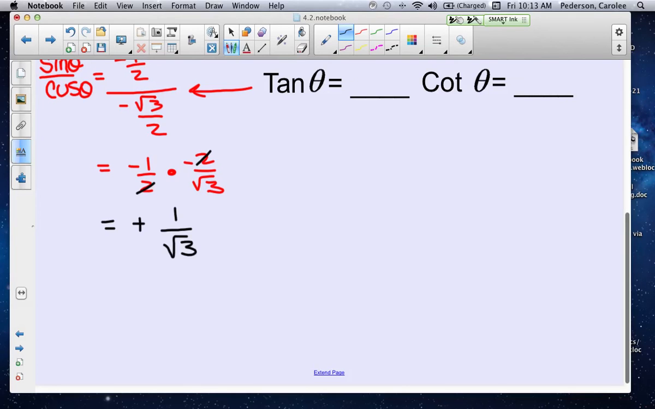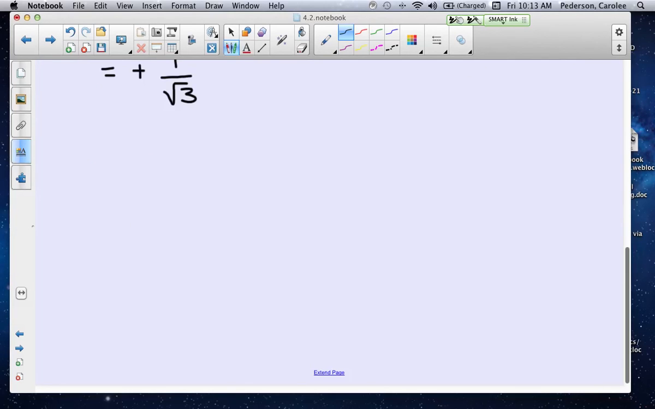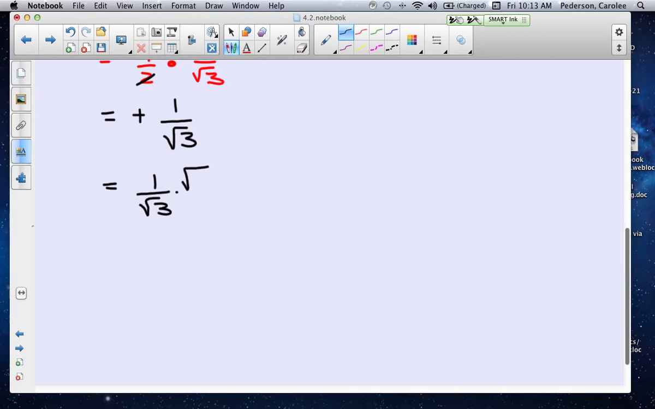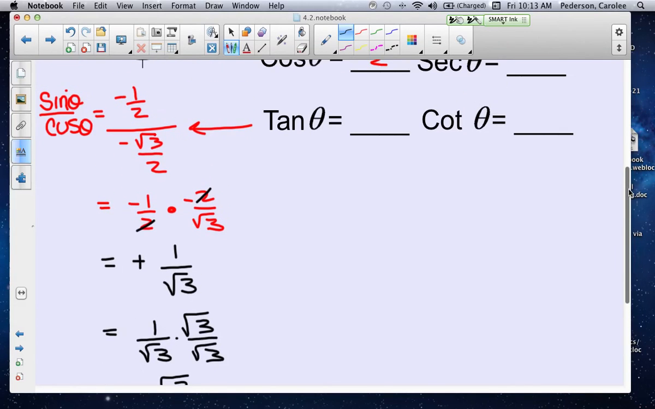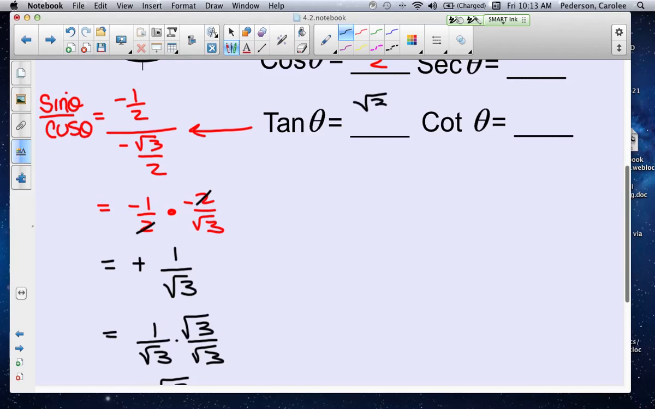Would I accept an answer like that? Nope. What do we have to do with it? Fancy word is rationalize it. Yep. So to rationalize it, you multiply the numerator and the denominator by square root of 3. Multiply across, square root of 3 times square root of 3, 3, awesome. Now I can go up and identify tangent. Square root of 3 over 3.